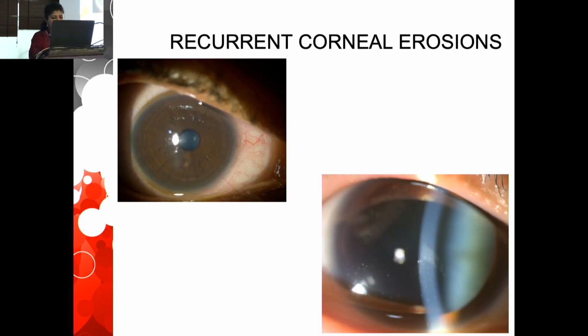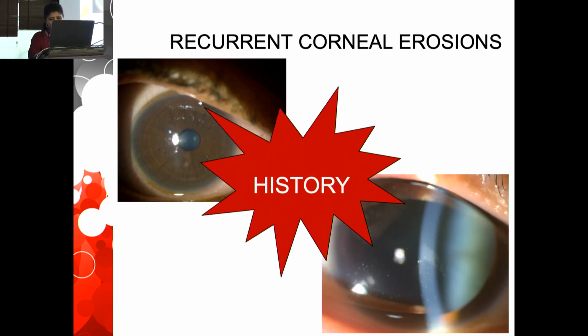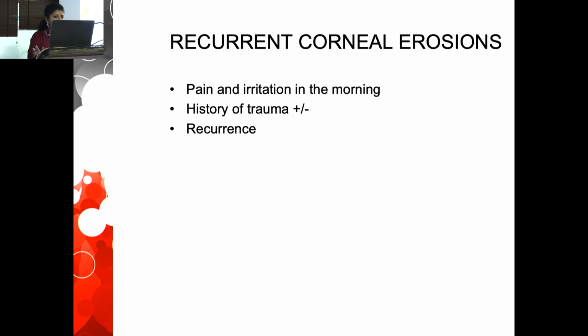Recurrent corneal erosions. Sometimes the patient presents with a loose epithelium, but most of the time it is again the history which helps us diagnose the case. The patient will complain of pain and irritation in the morning. History of trauma may be there, may not be there, but again recurrence is the clue which helps us in diagnosis. Otherwise it will be only an ED.